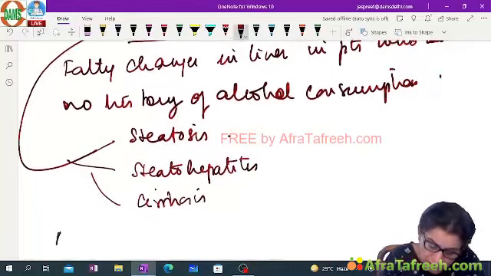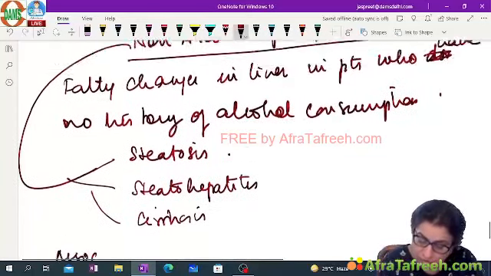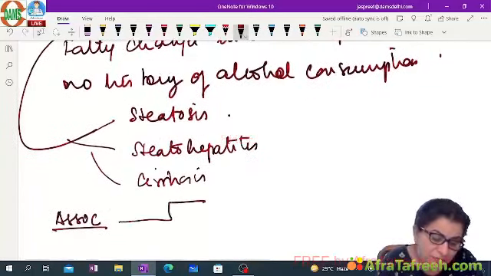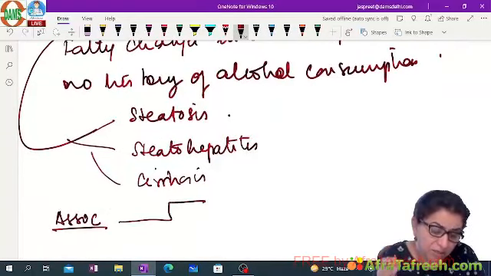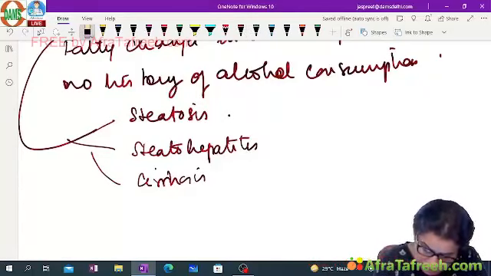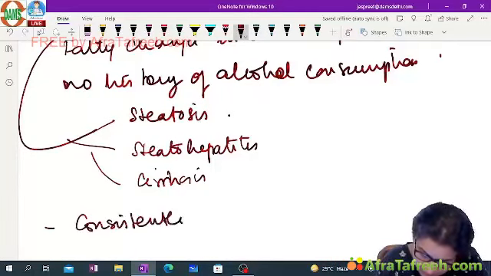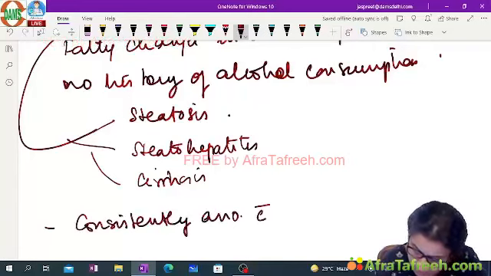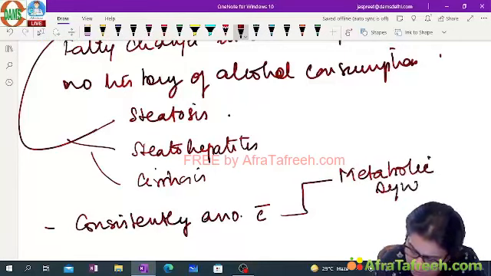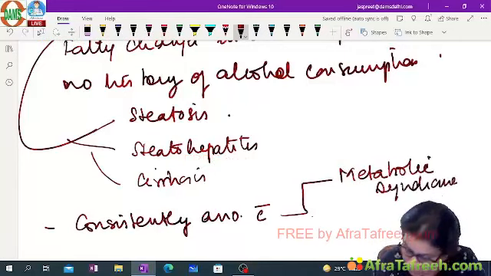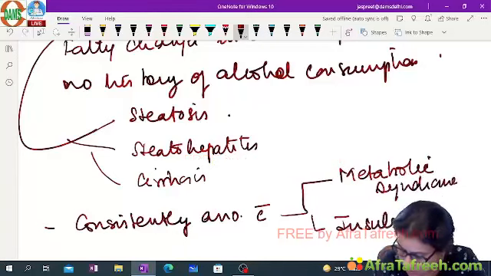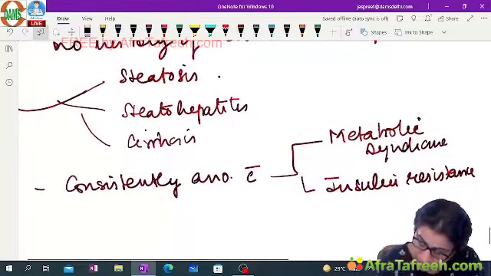Now, associations of non-alcoholic fatty liver disease. Non-alcoholic fatty liver disease is consistently associated with metabolic syndrome and insulin resistance.